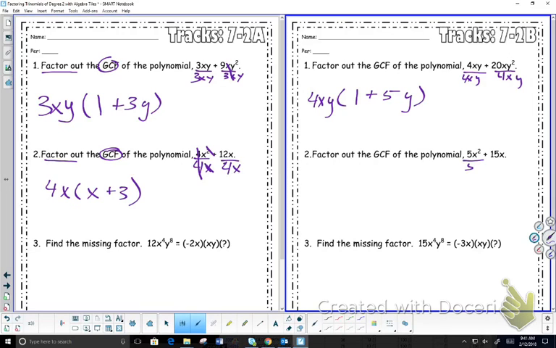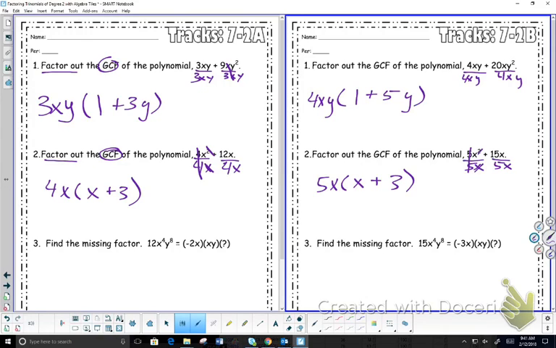Over here, these both have 5x in common, so I'm going to factor out that 5x. 5x squared divided by 5x would leave x. 15 divided by 5 is 3, x divided by x is 1.